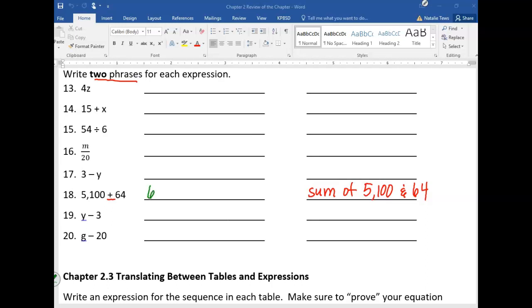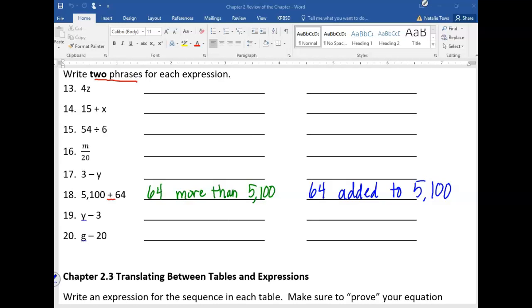Or I could, what's that one that says more than? Right, it's 64 more than 5,100. That's another one I could do. It doesn't get used a lot. Let's see. Oh yeah, we don't get added to used very often. I could say 64 added to 5,100. So I just gave like 4 different ones that you could use. All of them would be correct.